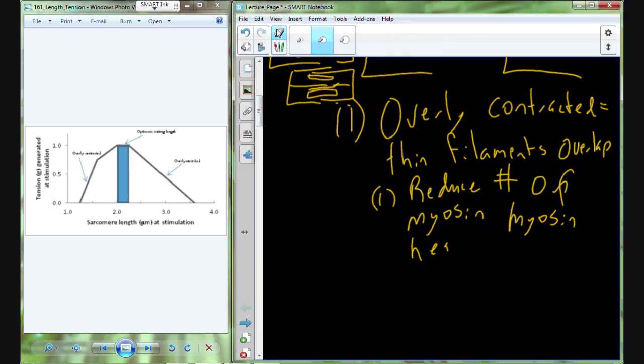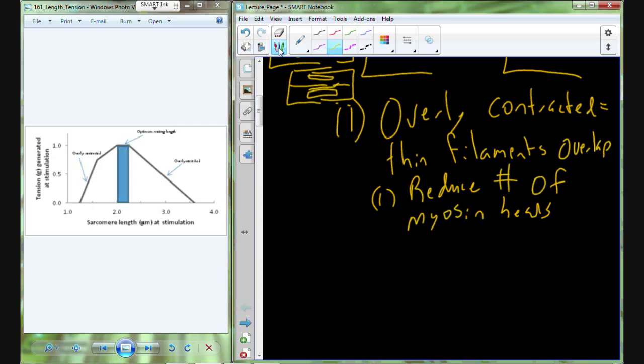So we reduce the number of myosin heads that can bind. We reduce the number of myosin heads that can bind, and this hinders, or is a result of, the hindrance of cross-bridging.